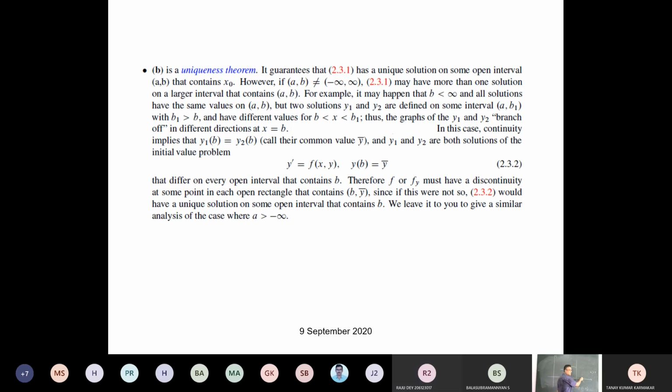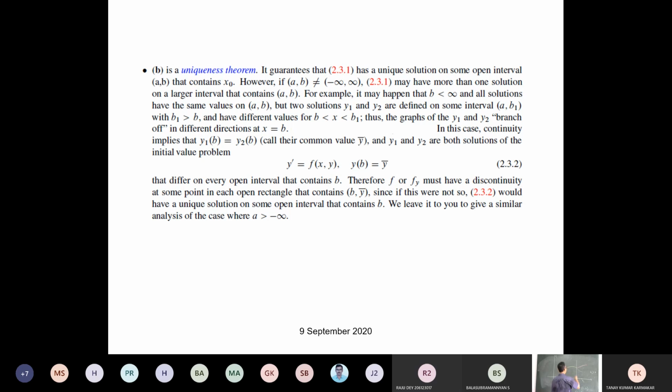So the way I have taken it here, right? Then it may so happen that in the interval a comma b, you are having a unique solution, right? But if I consider the extended interval a comma b1, you may not have a unique solution, because you may then have branching out at this point. That is what they are saying, right?